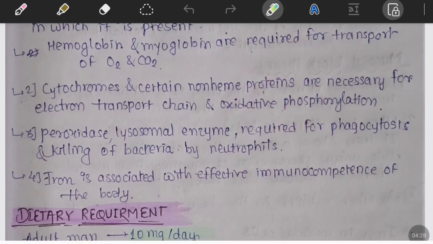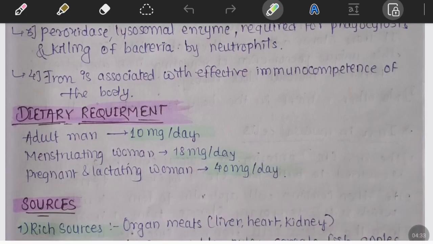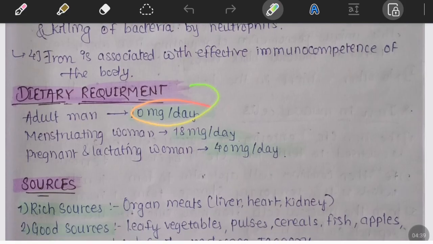Now, let's discuss the dietary requirement. Let's see how much iron we need every day. An adult male needs about 10 milligrams per day. Menstruating women require 18 milligrams per day. And why higher? Because blood loss during menstruation causes iron loss.